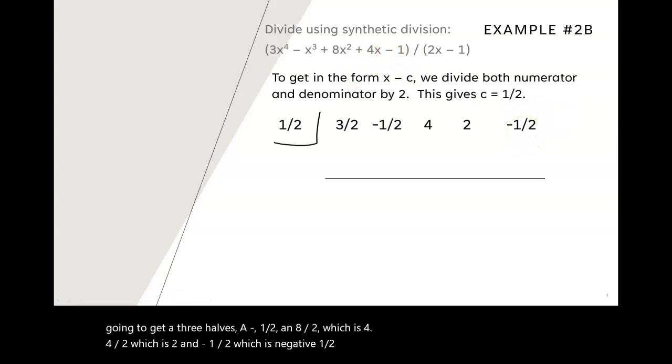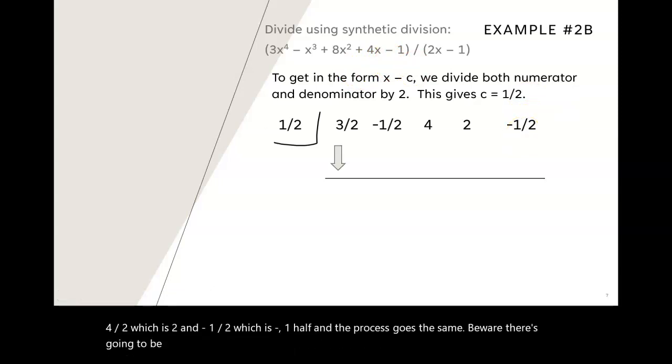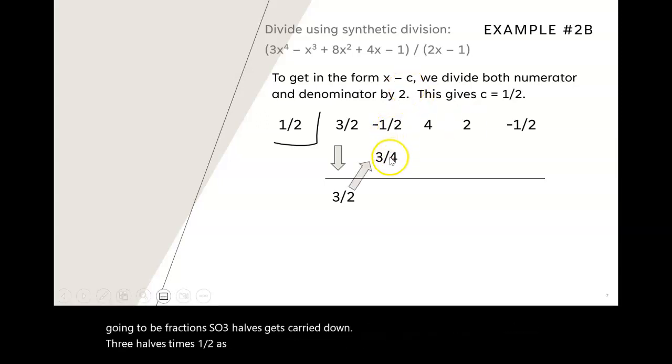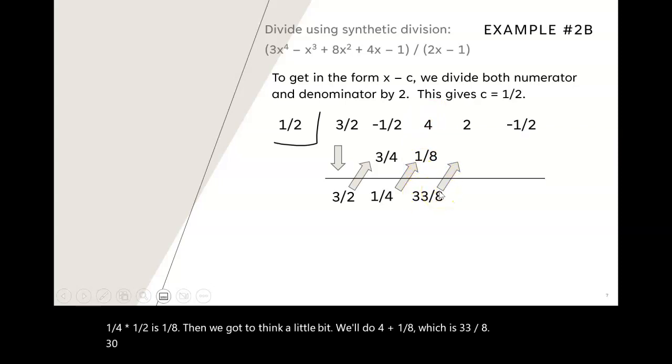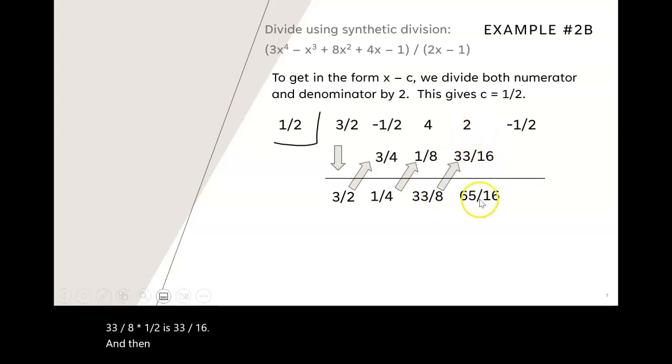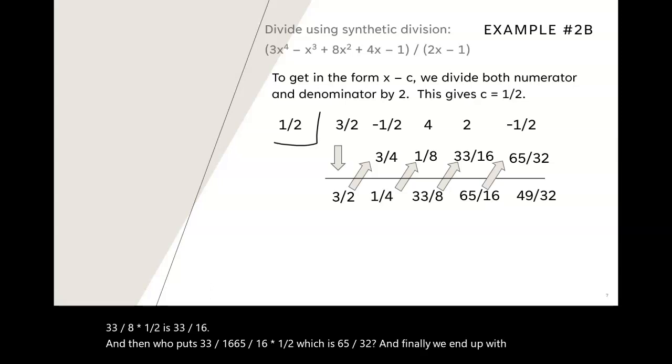And the process goes the same. Beware, there's going to be fractions. So 3/2 gets carried down. 3/2 times 1/2 is 3/4. 3/4 minus a half is 1/4. You'll trust me on that. 1/4 times 1/2 is 1/8. Then we got to think a little bit. We'll do 4 plus 1/8, which is 33 over 8. 33 over 8 times 1/2 is 33 over 16. And then 2 plus 33 over 16, 65 over 16 times a half, which is 65 over 32. And finally, we end up with 49 over 32.